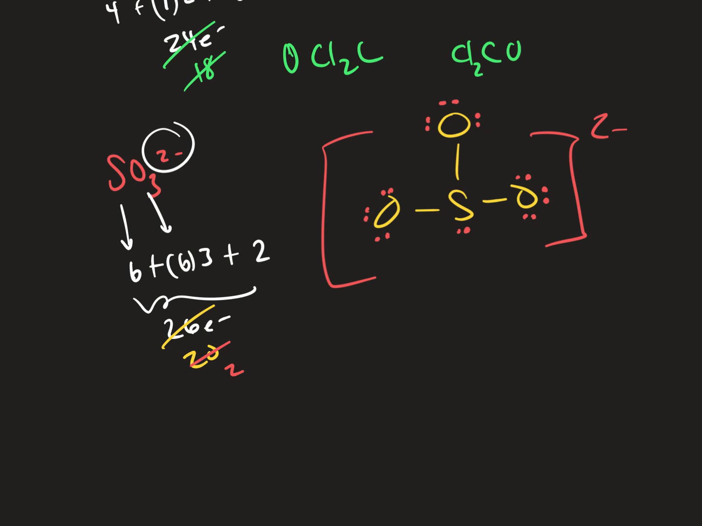How many regions do we have around the central atom? 4 regions. We all count that? 1, 2, 3, 4 regions. That means the electron geometry is what? Tetrahedral. And the molecular geometry, we have 1 lone pair. Makes this what? Trigonal pyramid, yeah.